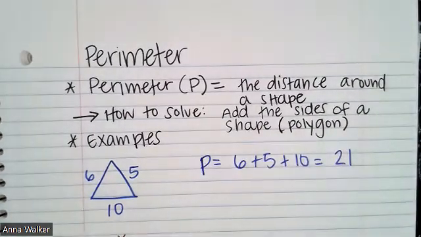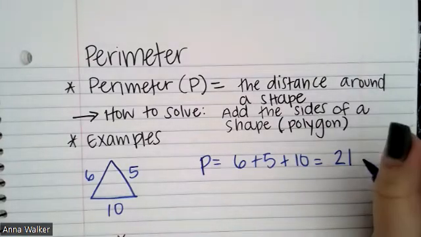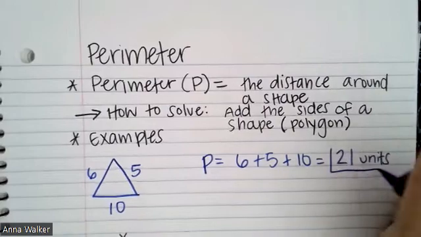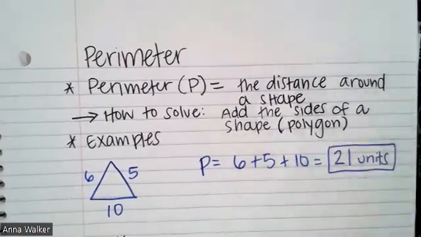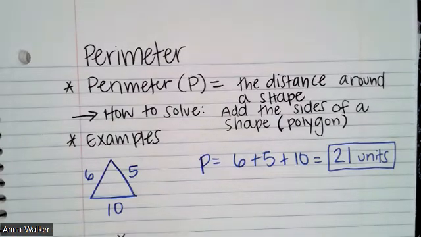And when we are finding the perimeter, it is just one dimensional because it's a distance. So we just say 21 units of whatever it is that we are talking about. So if it's centimeters, it'd be 21 centimeters, or it would be 21 feet, whatever the unit is. We don't know what the units are, so I'm just writing units as our units. Okay, let's look at a second example.